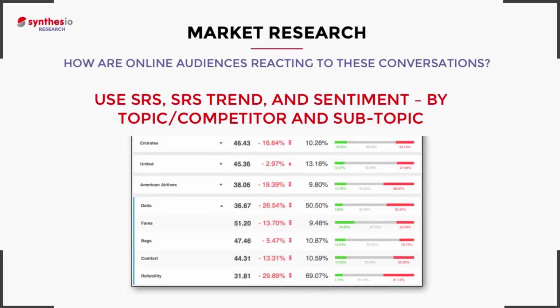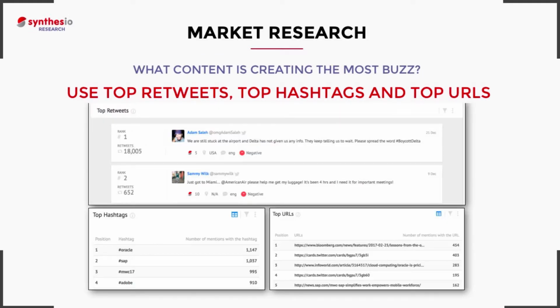Social Reputation Score, SRS, will give you a high-level overview of mood around your trends. SRS uses sentiment, volume, and influence to calculate a 0 to 100 score that measures satisfaction. Understand the content that people are sharing the most about your trends by using top retweets, top hashtags, and the top URLs widgets.